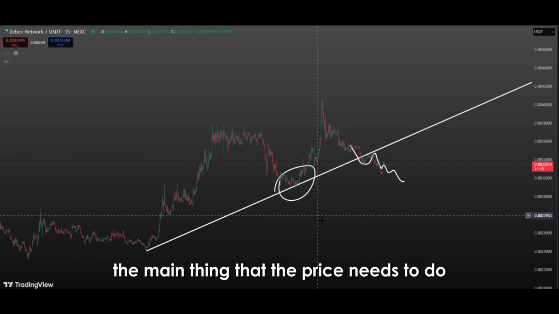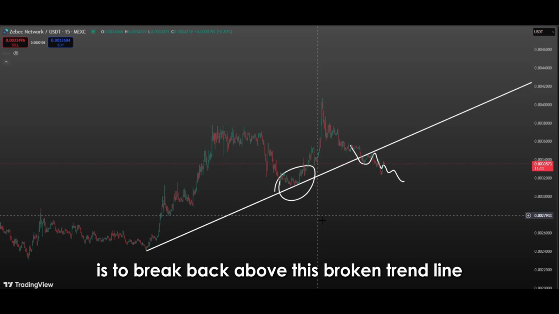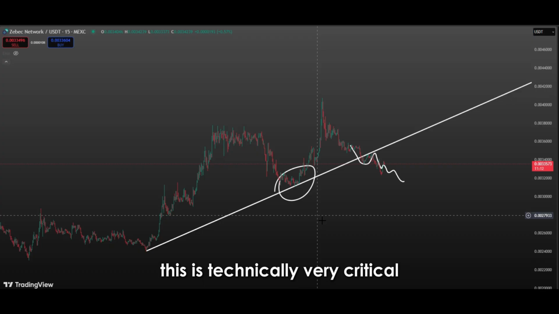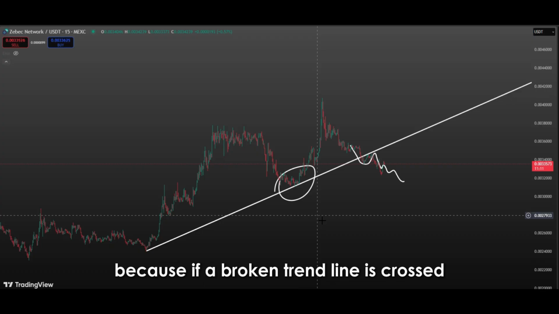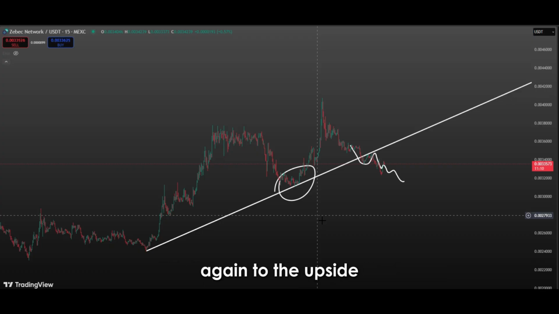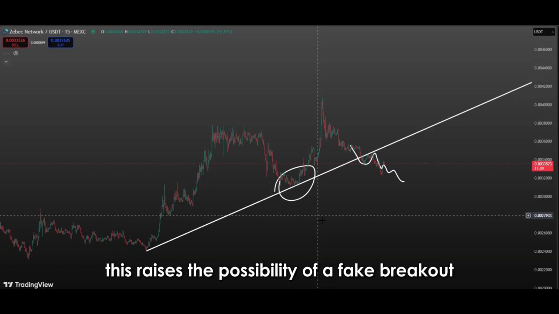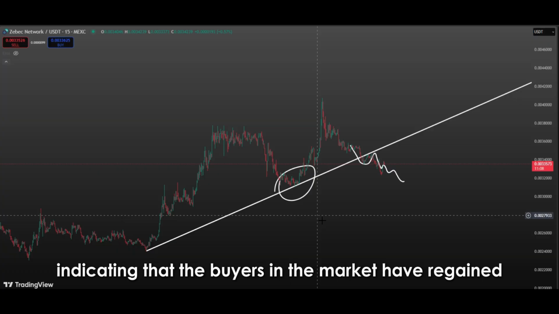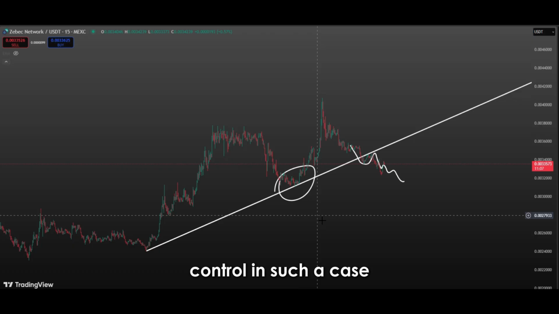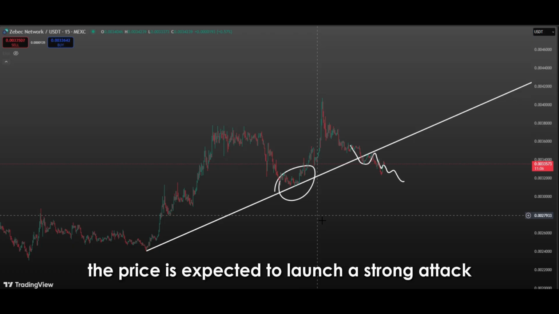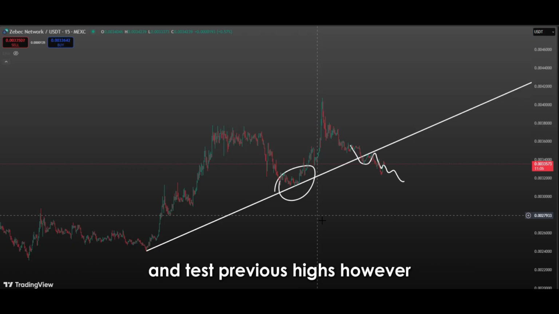The main thing that the price needs to do in order to regain strength and start rising is to break back above this broken trend line. This is technically very critical. Because if a broken trend line is crossed again to the upside, this raises the possibility of a fake breakout, indicating that the buyers in the market have regained control. In such a case, the price is expected to launch a strong attack and test previous highs.